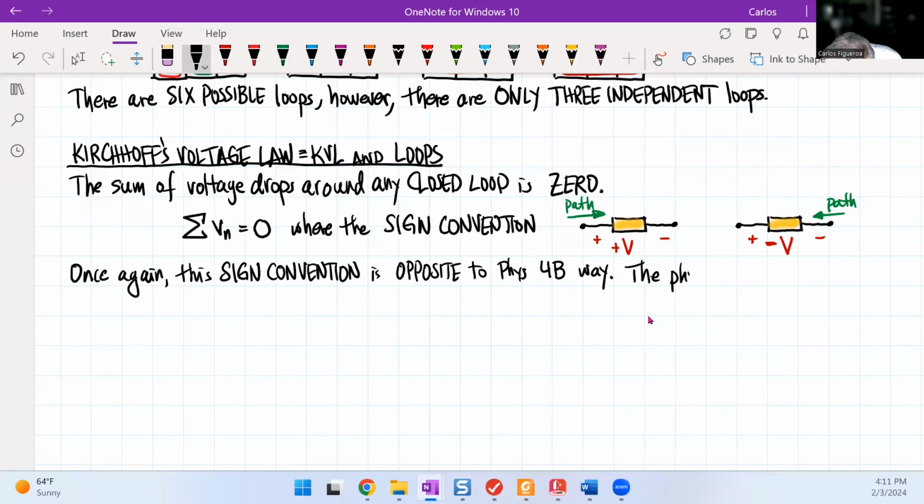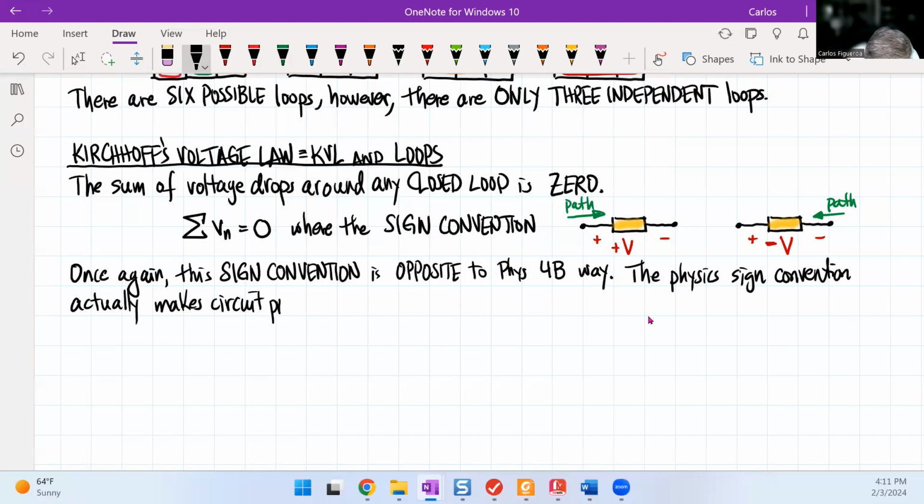The physics sign convention actually makes circuit problems harder to track signs.